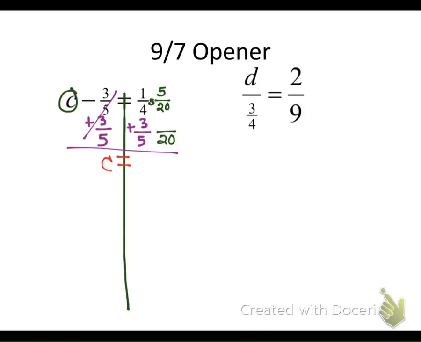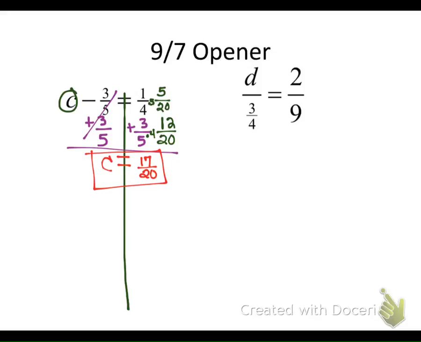All right, let's get our bottom fraction. 5 times what gets me to 20? 4. So then 3 times 4 is? 12. So now that I have common denominators, I can add my numerators. So what's 5 plus 12? 17. And what's my denominator? 20. Can this be simplified? No. Nope. So C equals 17 over 20 is going to be your final answer.